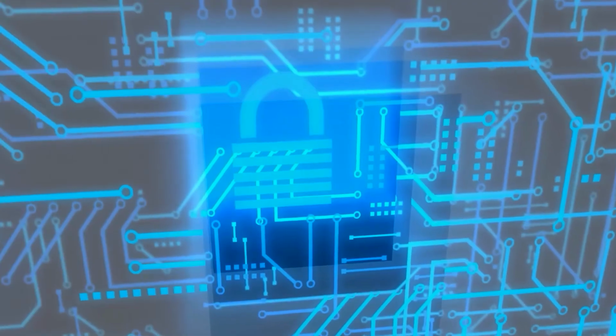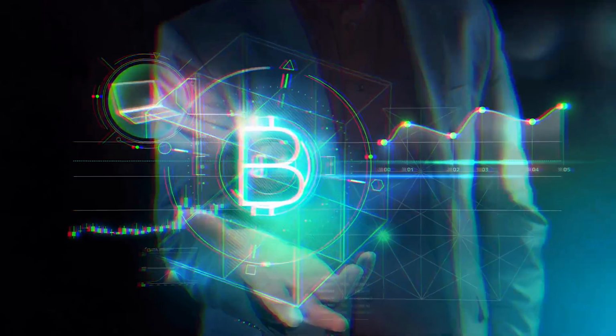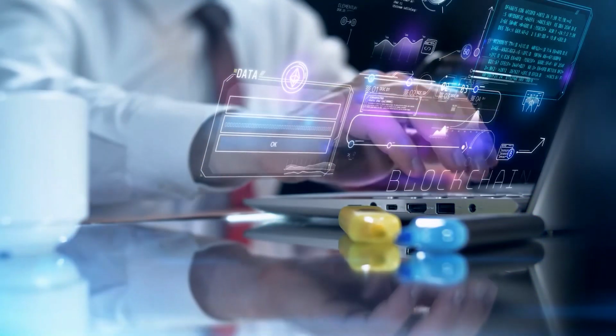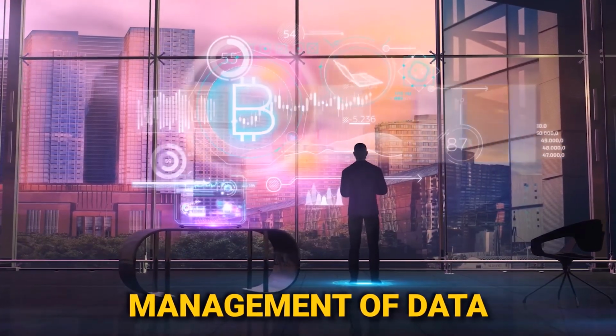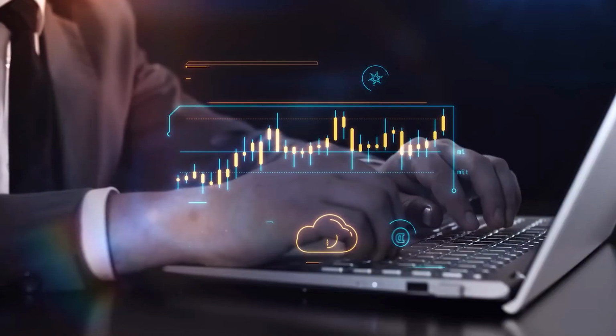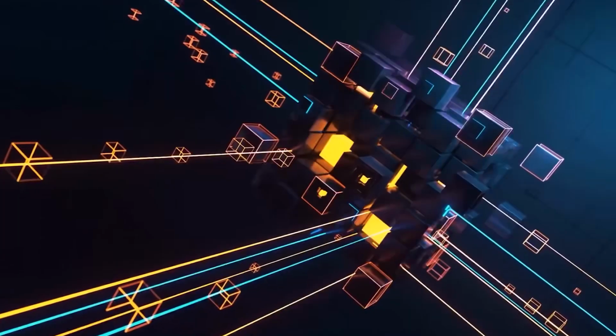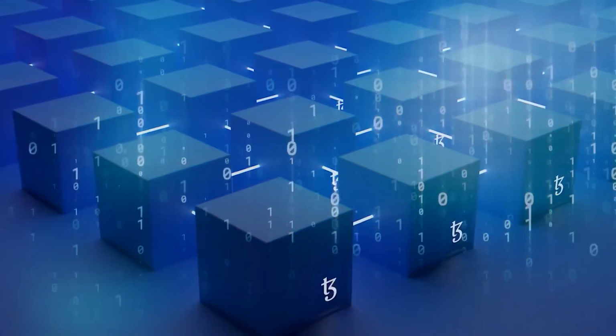In the era where information reigns supreme and security stands as an imperious guardian, a revolutionary force has emerged to reshape our understanding and management of data. Enter blockchain, a groundbreaking innovation that transcends its role as the backbone of cryptocurrencies. In this voyage, we embark on a journey to unravel the complexities of blockchain, translating its intricacies into digestible insights.